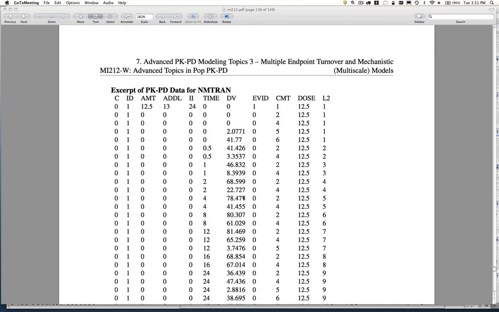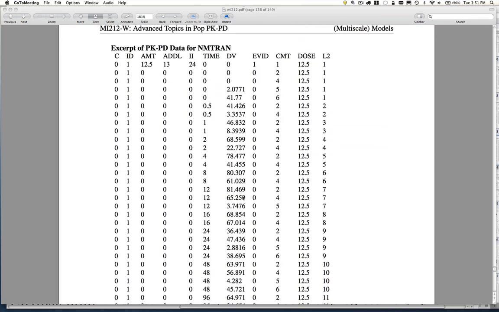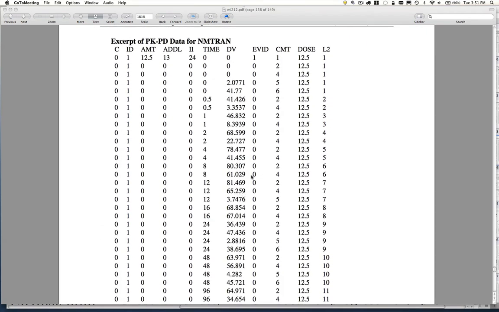Okay, so just a quick look here at the data itself, just to, again, give you an idea of what these data sets look like as you look at multiple endpoint data. In this case, it's a combination where we have to look at the PK as well as the PD. We can't do this sequential fit because we have this target-mediated drug disposition.